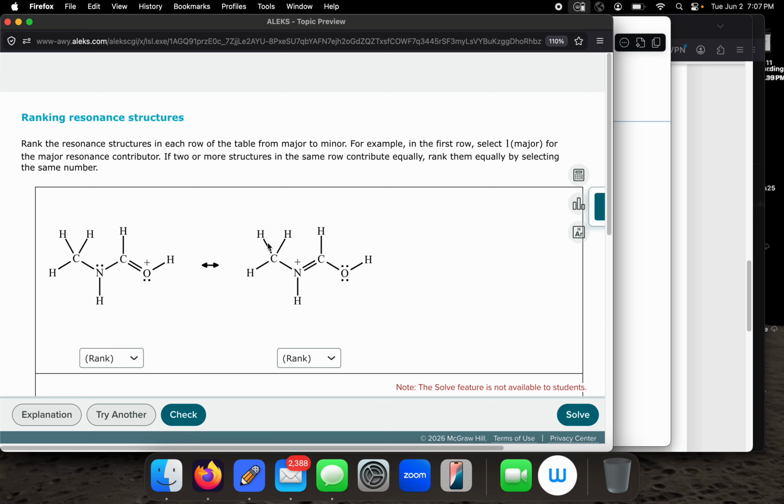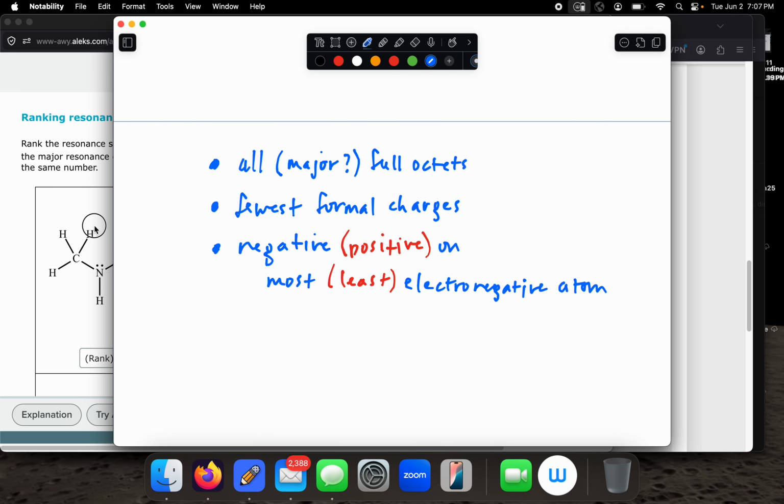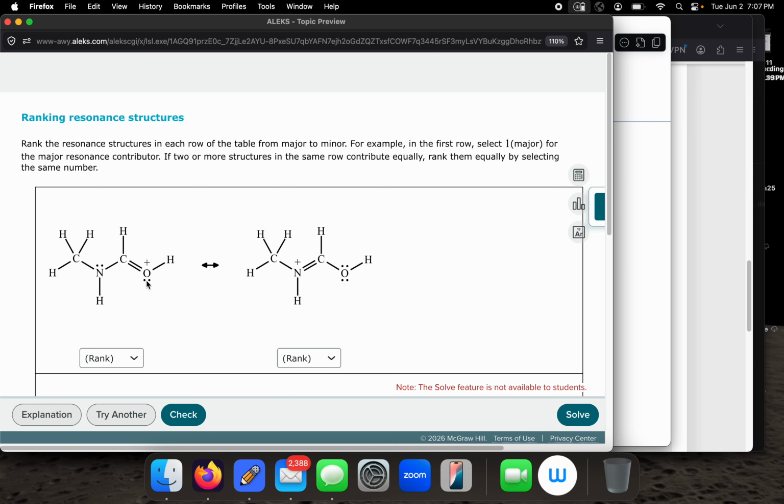And it looks like these all have full octets too. Nitrogen's got 8 electrons around it. Carbon's got 8 electrons around it. Oxygen does. That looks like water, doesn't it? Okay, so yeah, these both have full octets. Now the next question is, which has the fewest formal charges? This has a formal charge of +1, so does this one. So that's not going to help us.